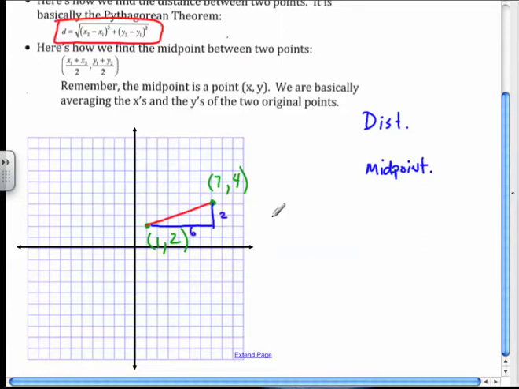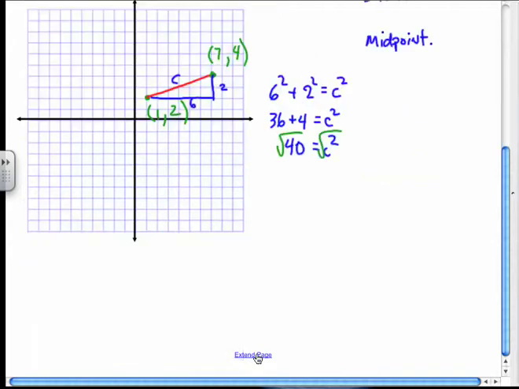So the distance is going to be 6 squared plus 2 squared is equal to c squared, and of course that's c, right? So that's going to be 36 plus 4 is equal to c squared, and that's going to be 40 is equal to c squared. Now, of course, I don't want to know what c squared is, so I take the square root of both sides, just like I've been taught to do by that old guy, right?